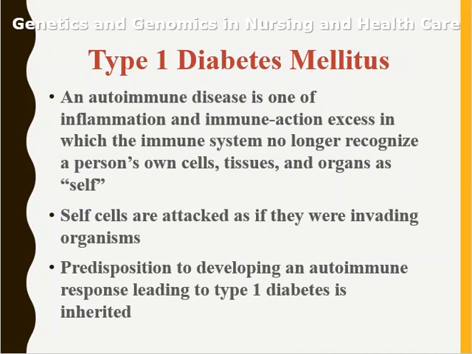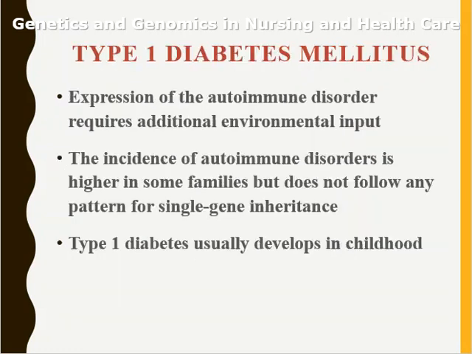So it's an autoimmune disease, one of inflammation and immune action excess, in which the immune system no longer recognizes the person's own cells. So it no longer recognizes self, and it starts to attack their own tissue. And self cells are attacked as if they were the invading organisms. So again, the predisposition to developing an autoimmune response leading to type 1 diabetes is inherited. So autoimmune diseases do run in families.